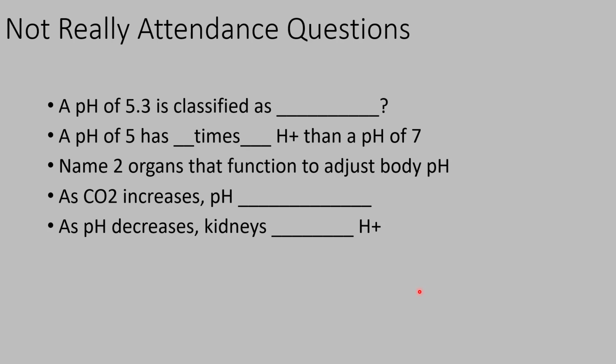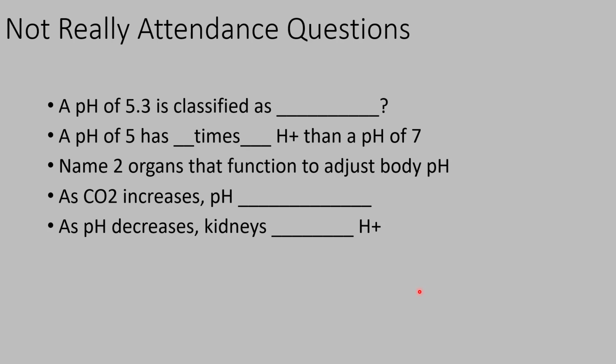But how much more? Each whole number downward is a 10 times increase. So 6 has 10 times more H plus than 7. 5 has 10 times more H plus than 6. 4 has 10 times more H plus than 5, and on and on. So 5 has 10 times 10, so 100. 5 has 100 times more H plus than 7. You don't add them, you multiply them. So 10 times 10 is 100.